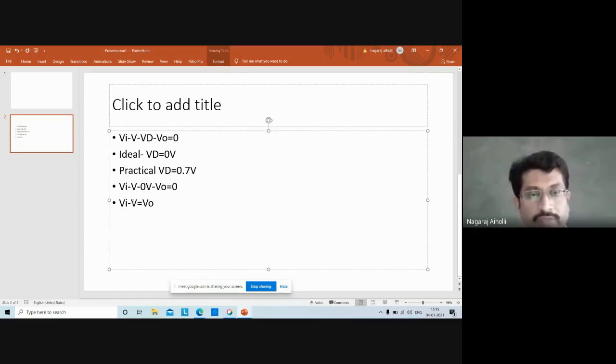VI is the input voltage, V is the DC supply voltage that is applied in between the input voltage and the output. Now here, what this DC supply voltage is doing is opposing the input voltage VI, because it is minus V, while VI is plus VI, correct? So the DC supply voltage is opposing the applied input signal VI. Fine.